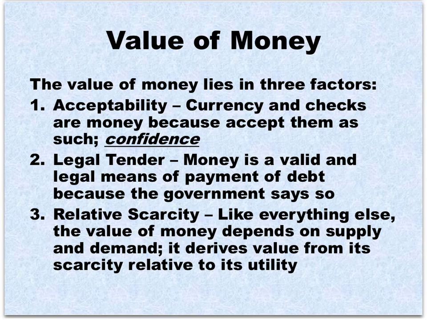Fiat money refers to money that is worth $1 because the government has declared it by fiat to be worth something. It's legal tender. Number 3, money is like anything else. It depends on supply and demand, and it derives value from its scarcity relative to its utility. We all want money, and there's a fixed amount of it. That gives it value.